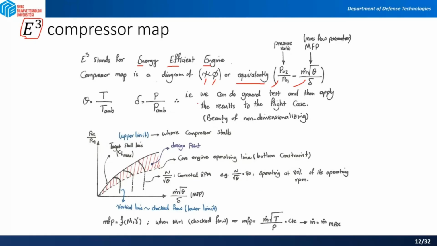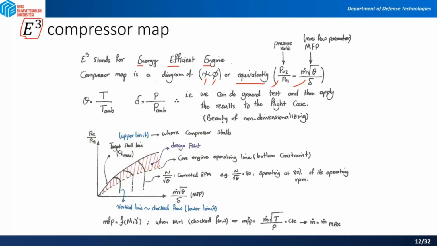Why are we generating this map? We said that we cannot do a ground test and then apply the results to the flight case. This is the beauty of non-dimensionalizing. We just non-dimensionalize everything and then we generate this map. When we generate this map, we can scale it to an actual real-case compressor.